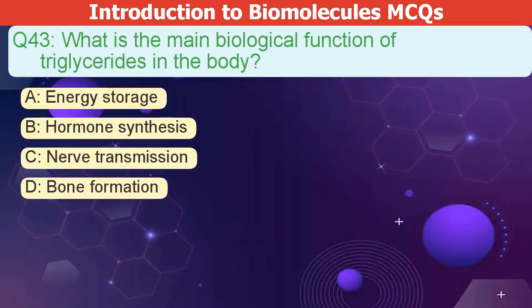What is the main biological function of triglycerides in the body? A. Energy storage. B. Hormone synthesis. C. Nerve transmission. D. Bone formation.